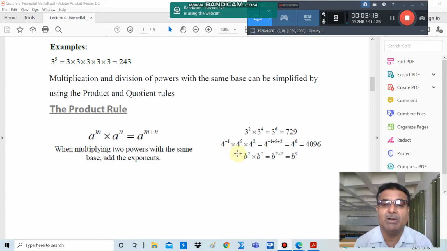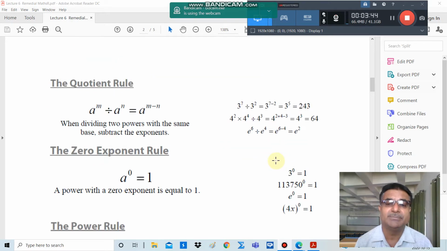Similarly, 4 to the power minus 1 into 4 to the power 5 into 4 to the power 2 is equal to 4 to the power minus 1 plus 5 plus 2, that is 4 to the power 6, which is 4096. Similarly, b to the power 2 into b to the power 7 is equal to b to the power 2 plus 7, equal to b to the power 9.